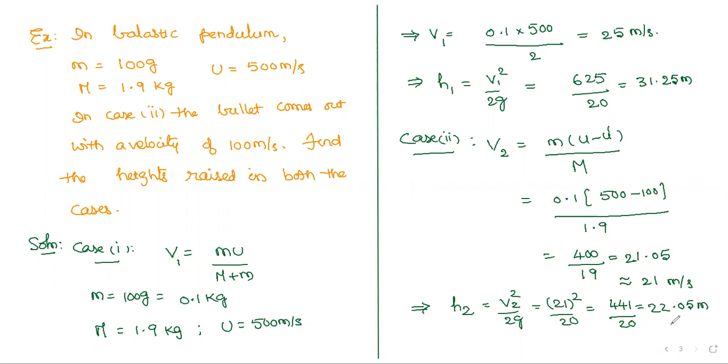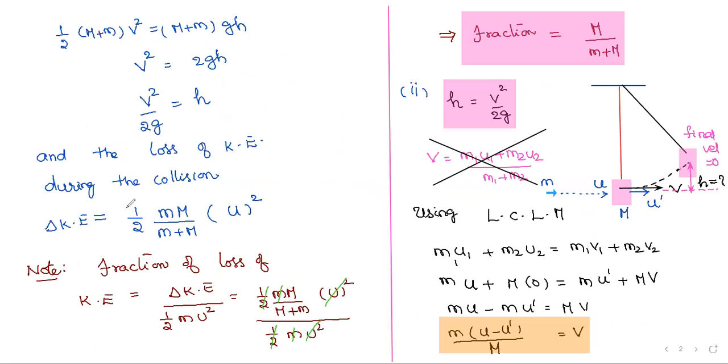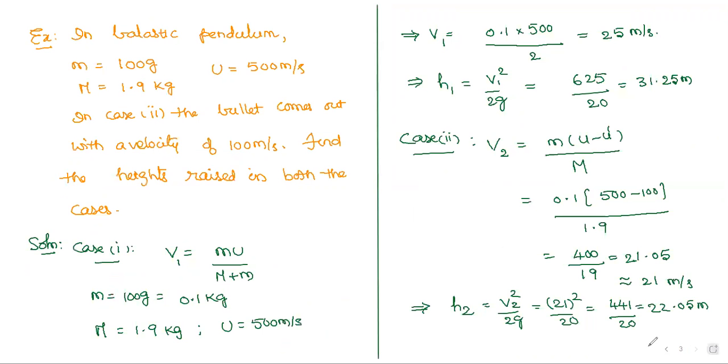That's what I told: in the first case, you will get more loss of kinetic energy. That's why here the height raised will be more. The loss of kinetic energy is transformed into potential energy, so more loss means more gain. That's why in the first case the height raised is more. Finally I conclude here, the conclusion in the next page.